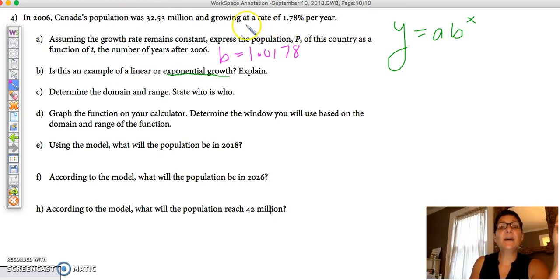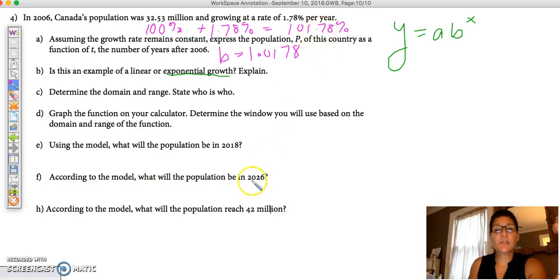So with that said, how we got this b is, remember, your 32.53 million represents 100%. That's what you always start off with. Your initial amount is always 100%. You're growing at a rate of 1.78%, so that's equal to 101.78%. Back in the day when you learned a little bit of math, to go from a percentage to a decimal, you move your decimal places over 2, which is why it becomes 1.0178. Okay? Now, we have the b in our equation, and a is simply our initial amount, our initial population.